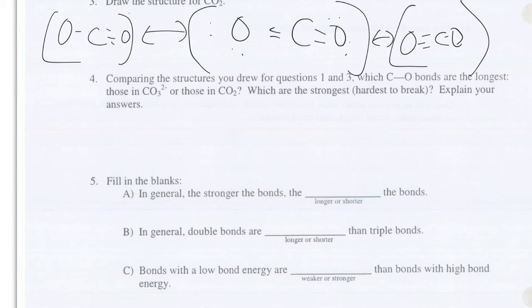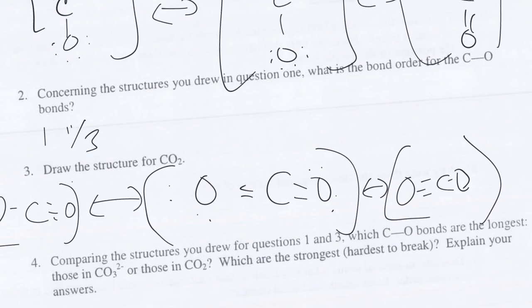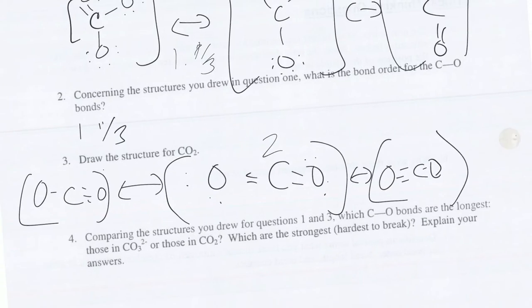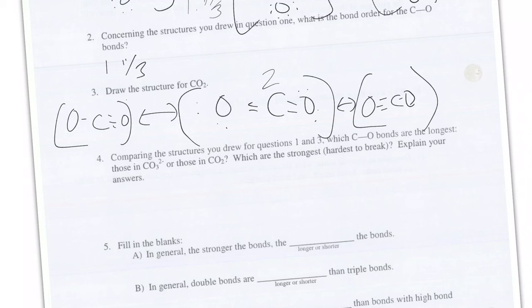Okay, and the next question says, comparing the structures you drew for questions 1 and 3. So let's go back and take a look at those. 1 and 3. Which one has the longest bonds? Well, the bond order here is 2, and the bond order here is 1 1/3. So the longer bonds would be on the one with fewer bonds, right? So the weakest bonds, the longest bonds, would be in the 1 1/3. So question 1 has the longest bonds. The strongest ones would be the bond order of 2.